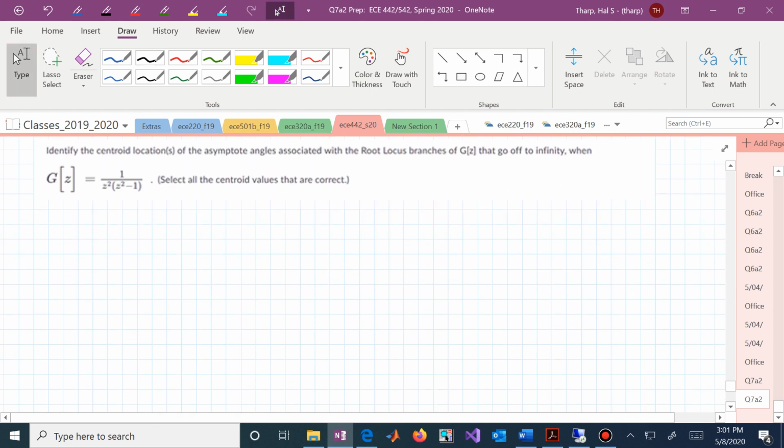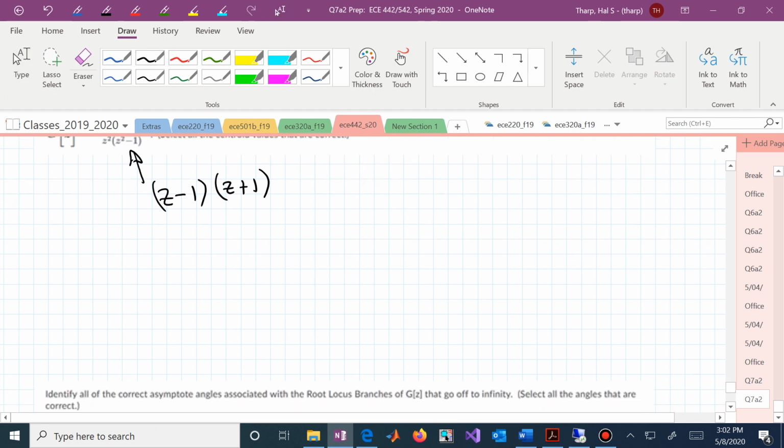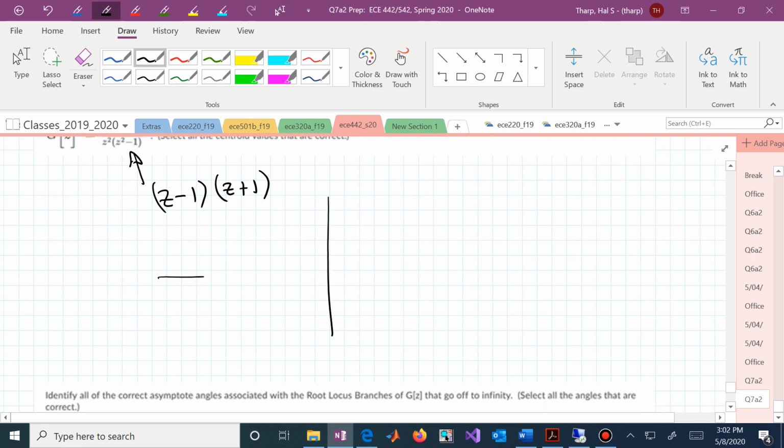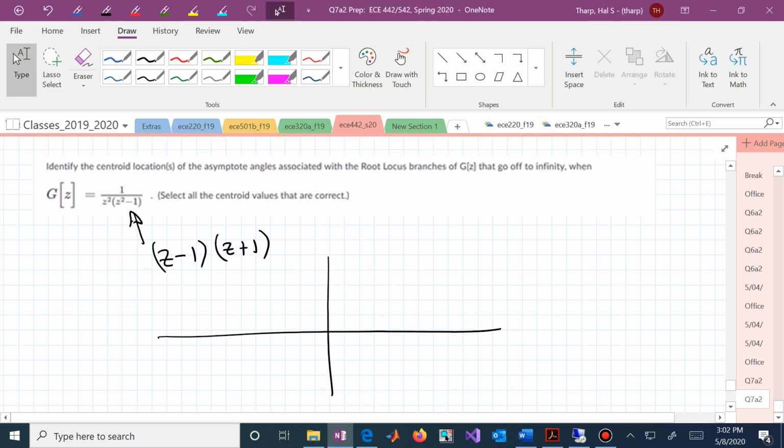Identify the centroid location of the asymptote angles associated with the root locus branches of g of z that go off to infinity. Now we need to factor g of z, but this denominator factors into poles at 1 and minus 1 and 2 at the origin. We actually have 4 poles. There's no finite zeros. We have 2 poles here. We have a pole here and a pole there.